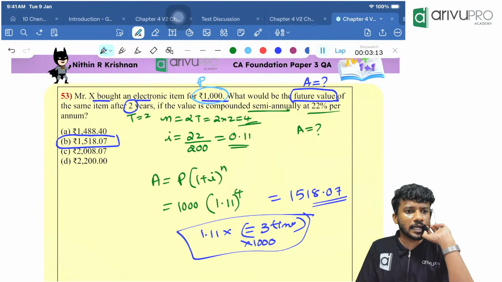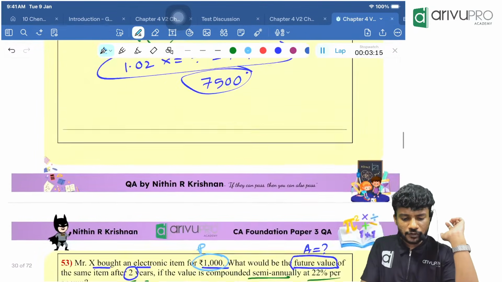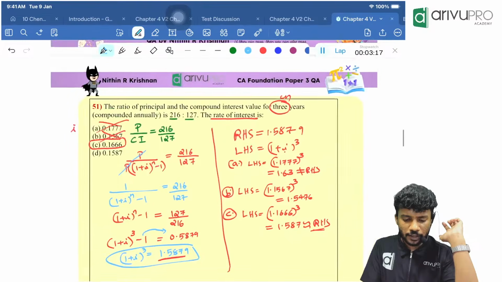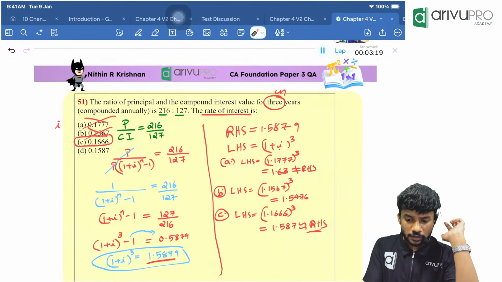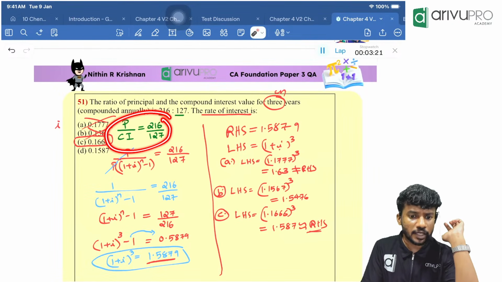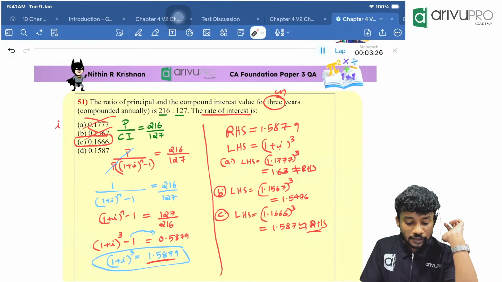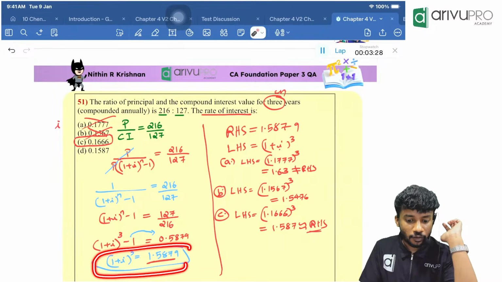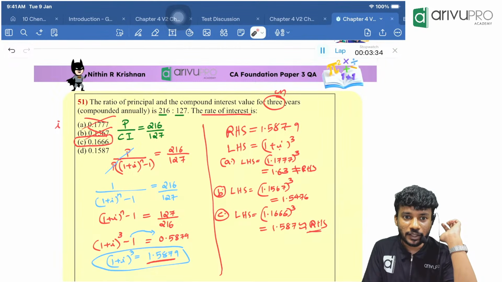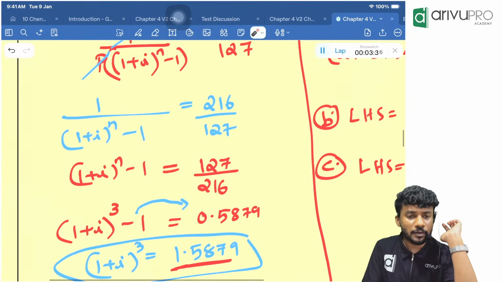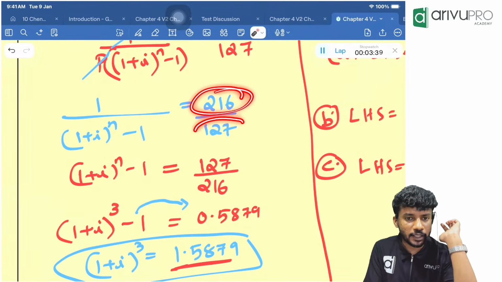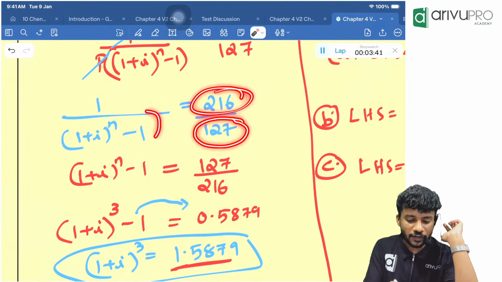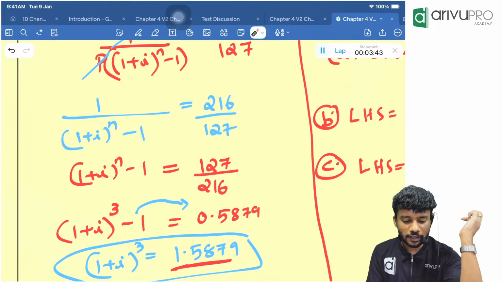Yes. Sure. If so, the 51st question, what happened? Here, the ratio was taken, P by CI. Then P and P got cancelled. Till here you understood? P and P got cancelled. That is 1 divided by 1 plus I, the whole power n minus 1, which is equal to 216 divided by this much. If I take the reciprocal, the inverse, I am taking.